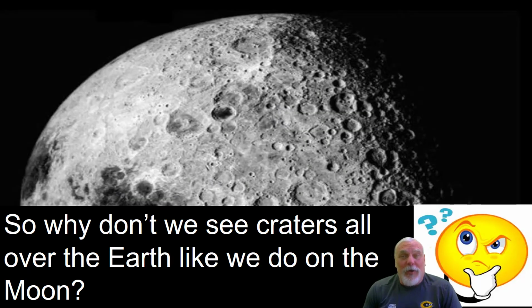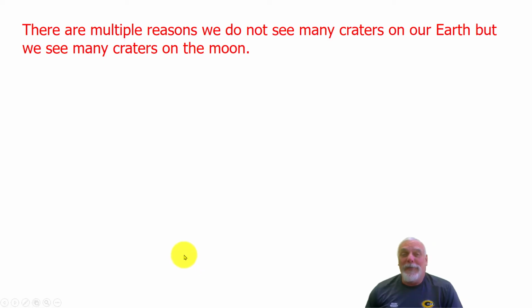Pretty impressive. That's a lot of power. So why don't we see craters all over the Earth like we do on the moon? Again, look at these. Crater, crater, crater, crater. Lots of craters. There are multiple reasons why we do not see many craters on our Earth, but we do see many craters on the moon.